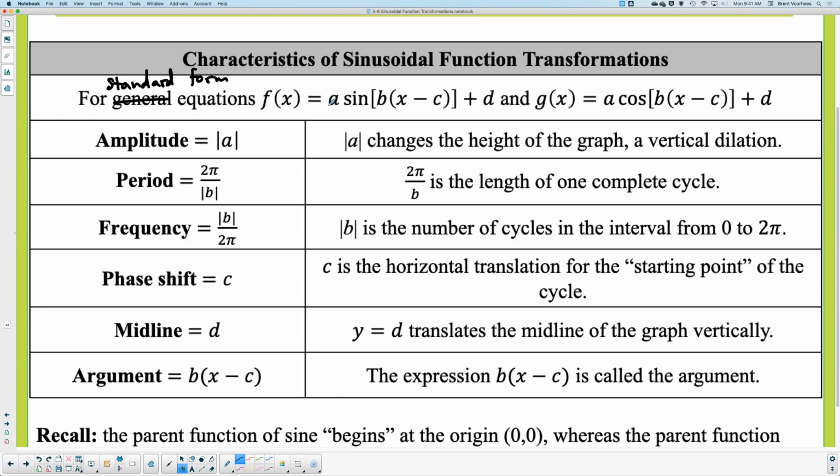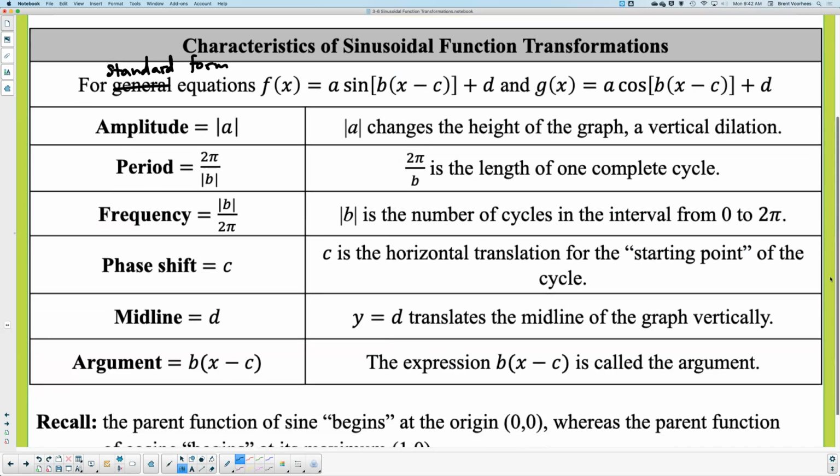Now, A, remember that's the amplitude. From the B, we can find the period and frequency. The C value is the phase shift. D is the midline. Today, you're going to hear me say we're solving for the argument. What I'm talking about, the argument, is the inside portion, the bx minus c. That's what we're going to call the argument.